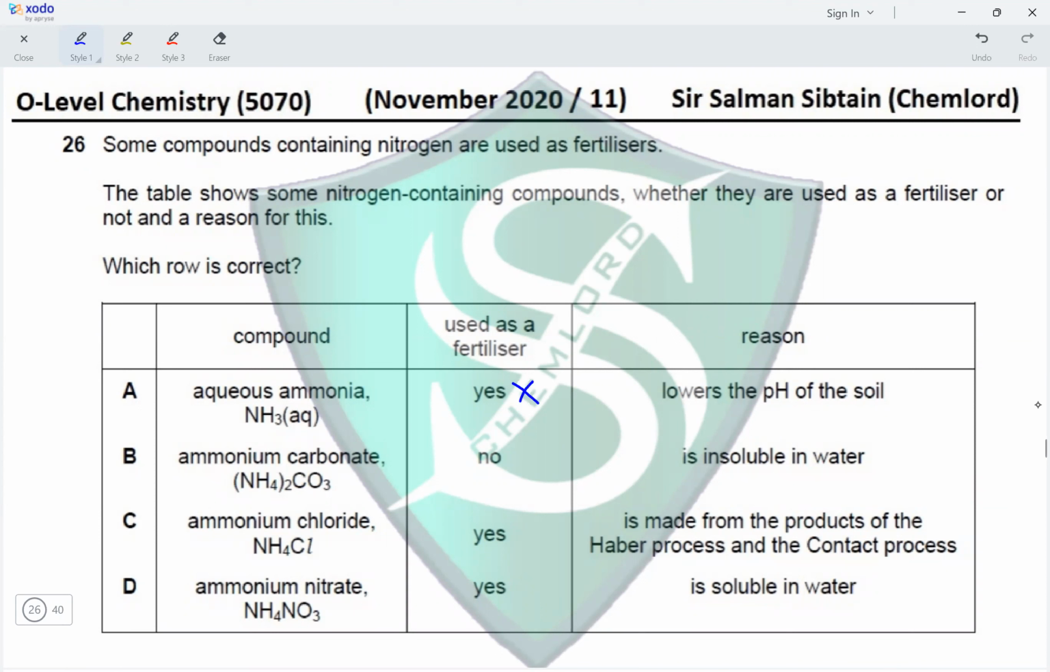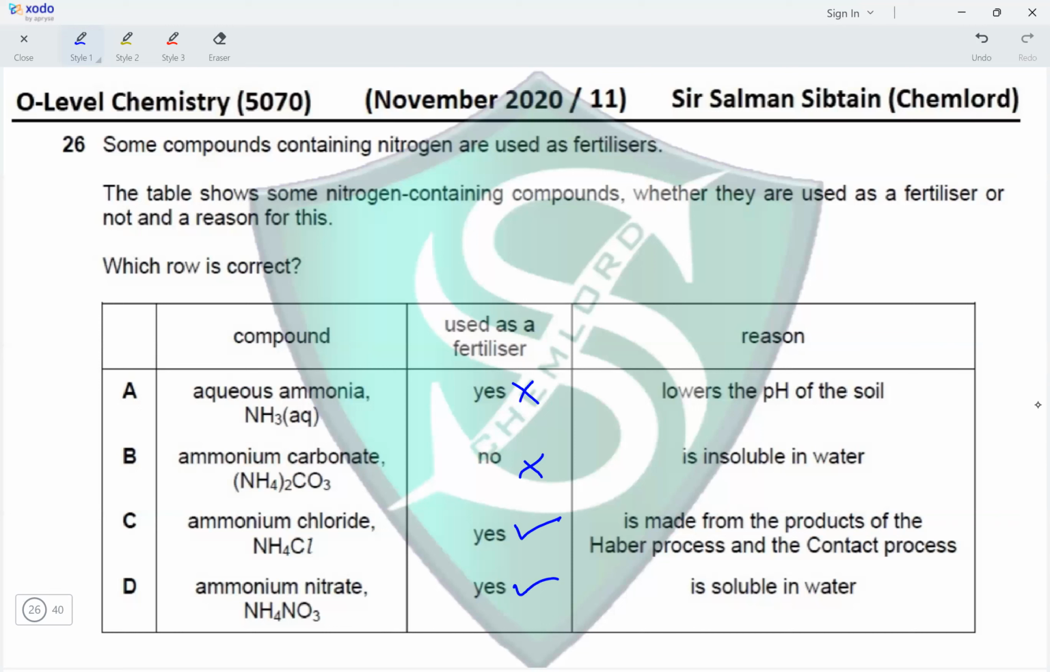Then ammonium carbonate. Is it used as a fertilizer? Ammonium carbonate is used as a fertilizer. This says no. So this is also incorrect. Ammonium chloride. All ammonium salts are used as fertilizers. So ammonium chloride is used, yes. Ammonium nitrate is used, yes. So we continue with C and D.